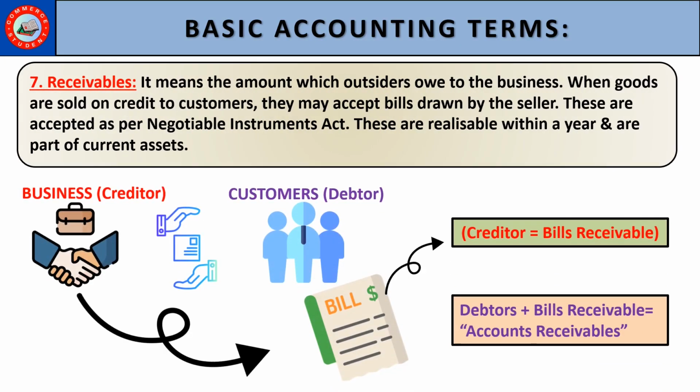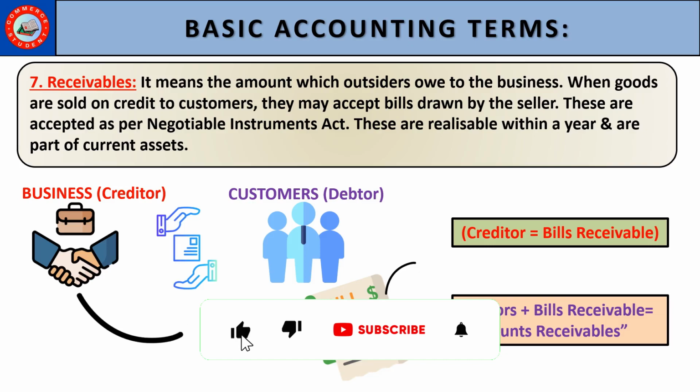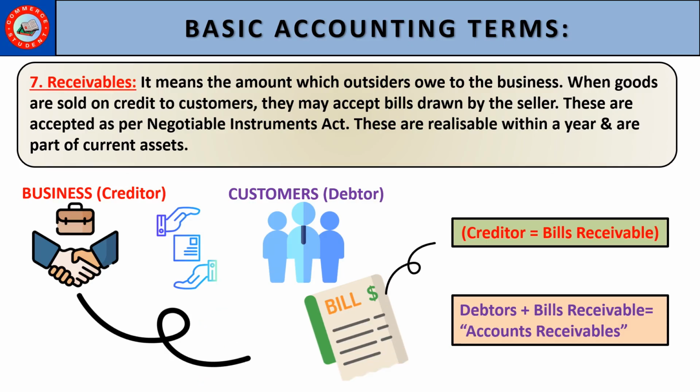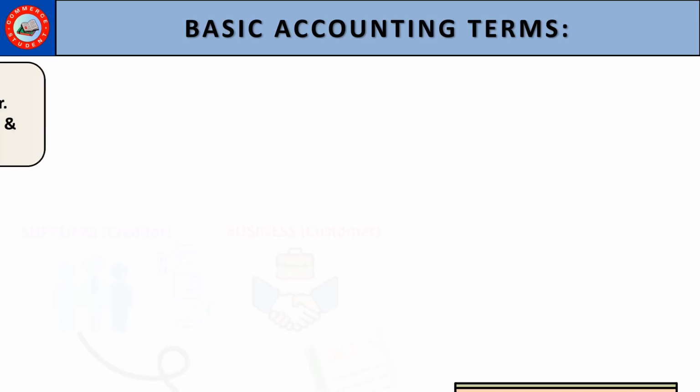Receivables. Receivables is the sum that others owe to your business. When goods are sold on credit to customers, they might accept bills which are drawn by the seller or creditor. These bills are accepted as per the Negotiable Instruments Act. For a creditor, these are called bills receivable. The total of debtors and bills receivable equals accounts receivable.